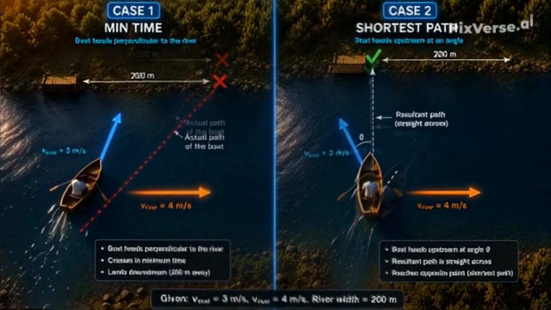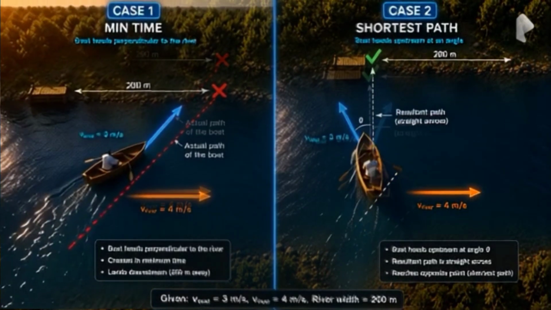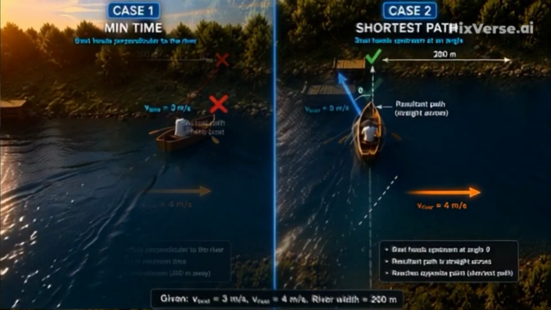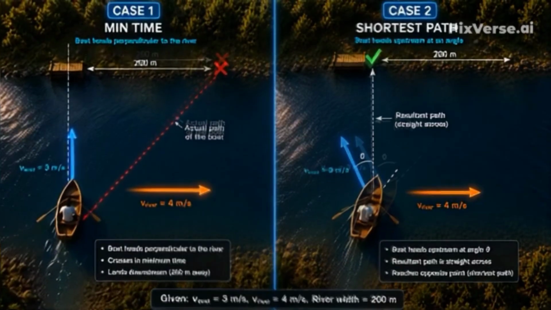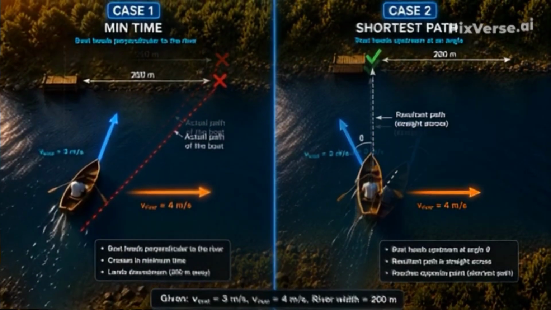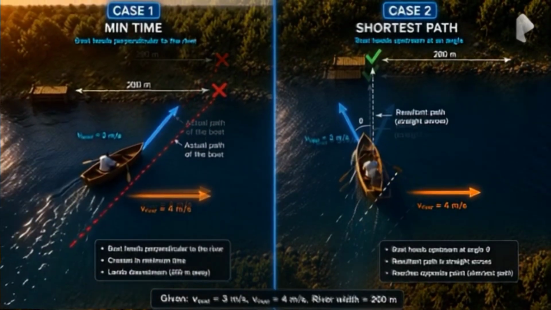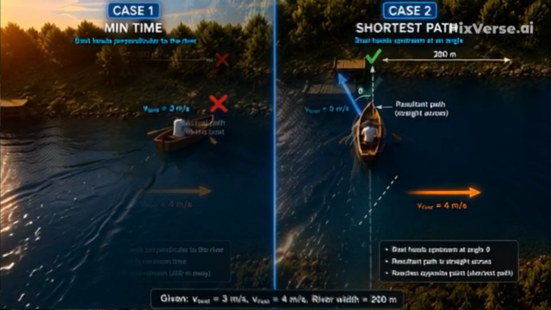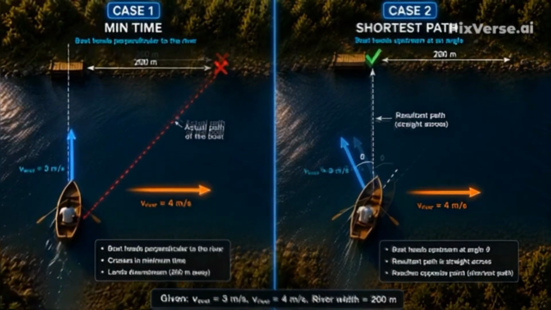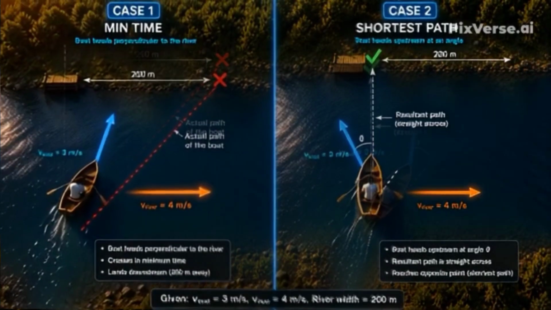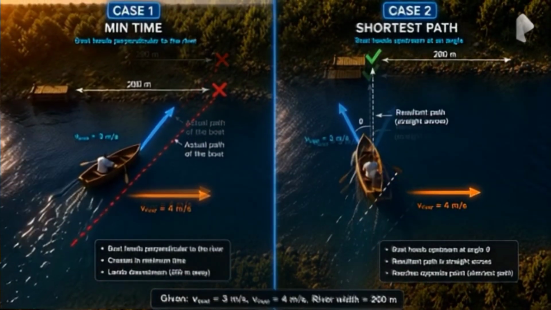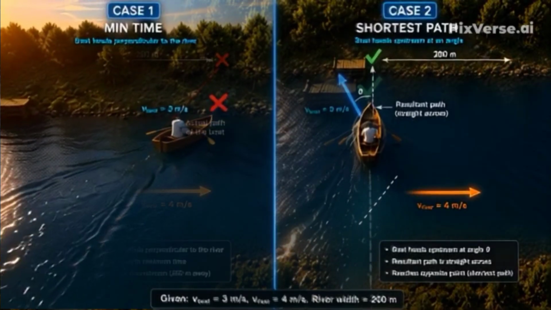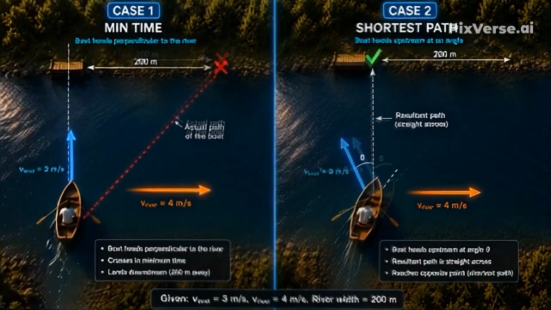Two boats are trying to cross the same river. The river current flows toward the right with a speed of 4 meters per second, and each boat can move through still water with a speed of 3 meters per second. Case 1. Minimum time. In the first case, the boat is pointed exactly perpendicular to the riverbank. So the entire 3 meters per second speed is used to cross the river as quickly as possible.